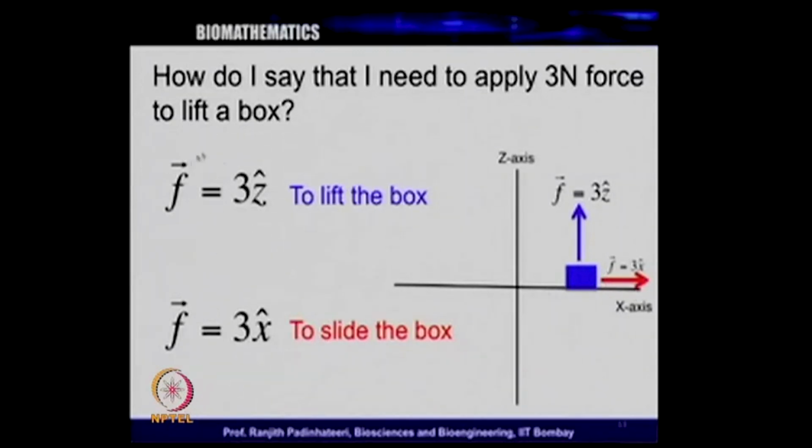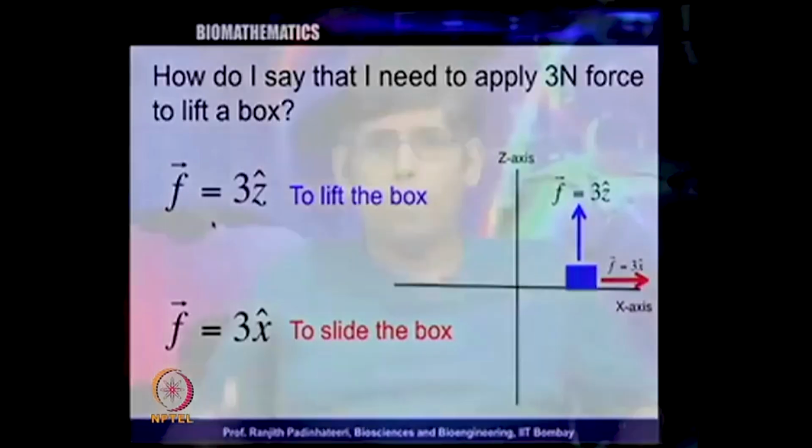So, if I tell somebody F is equal to 3z in mathematics, they will understand that you have to apply a force of F along the z axis. If I tell somebody that F is equal to 3x cap, they will understand that you will apply a force along the x direction. So, when you do an experiment, if you want to clearly say please apply a force along this direction, you can precisely write it in mathematics.